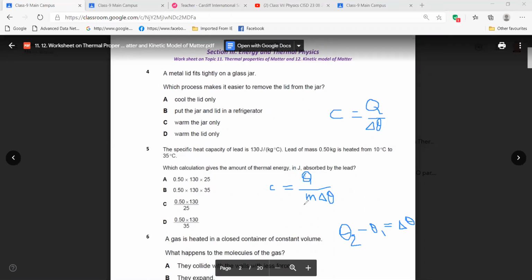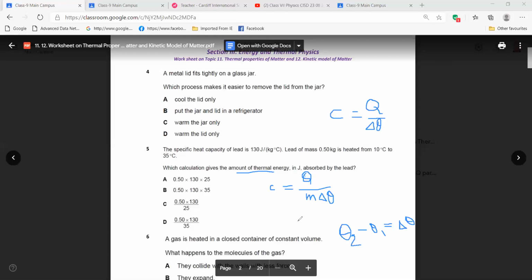Yes, sir. Now you are asked to find the heat energy, right? Thermal energy. That is, you are asked to find Q. You are given c. You are given the mass. You are given the del theta. Del theta is 25, right? 10 degrees, 35 degrees. So del theta will be 35 minus 10.